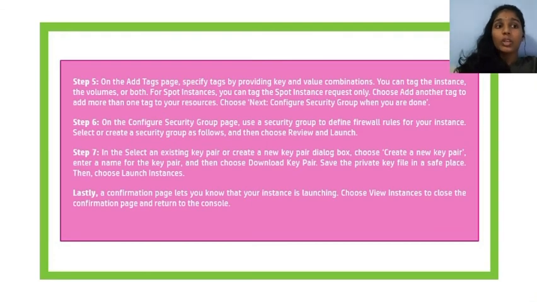On the Configure Security Group page, use a security group to define firewall rules for your instance. Select Create a new security group as follows and then choose Review and Launch. Step 7: in the Select an existing key pair or create a new key pair dialog box, choose Create a new key pair, enter a name for the key pair, and then choose Download Key Pair. Save the private key file in a safe place, then choose Launch Instances. Lastly, a confirmation page lets you know that your instance is launching. Choose View Instances to close the confirmation page and return to the console.